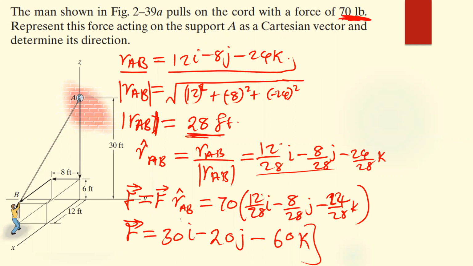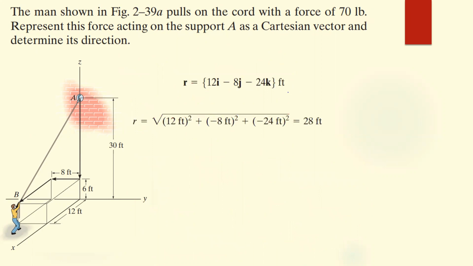So 60K. This is also in pounds. This is how you resolve any given force directed along a given line. To find its direction, you can either find the unit vector of this force, or you can use this same unit vector and find its cosine angles, and you get its direction.